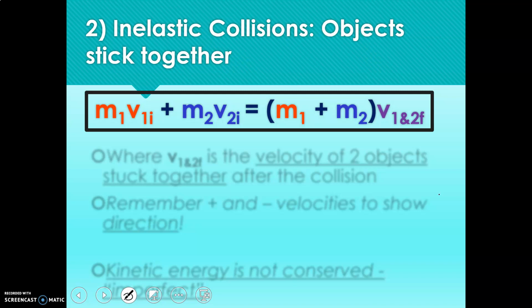So this is the opposite of elastic. This is where the objects actually stick together. So two cars collide and hit each other, their bumpers lock, and then they continue moving together. So the two objects hit, and then they stick.